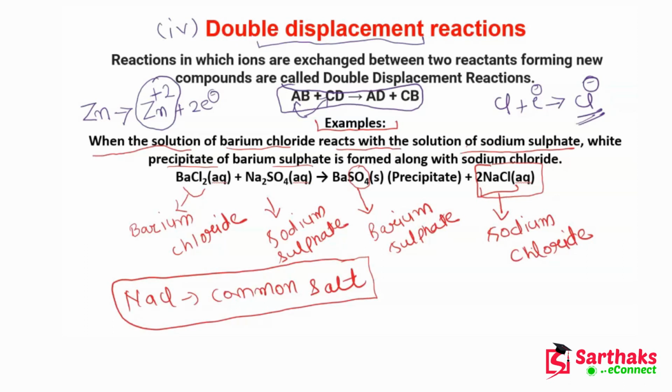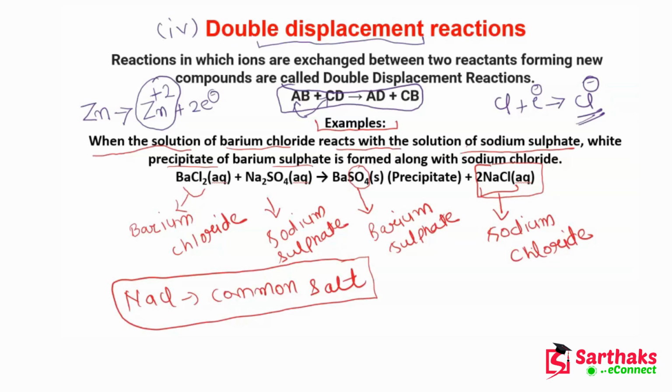Now guys, you can see in this reaction that there is an exchange of ions. You can see this Ba takes the place of this Na and becomes BaSO4, meaning barium sulfate, and this Na takes the place of this Ba, so it becomes NaCl. That's why there is an exchange of ions, so we call it a double displacement reaction.